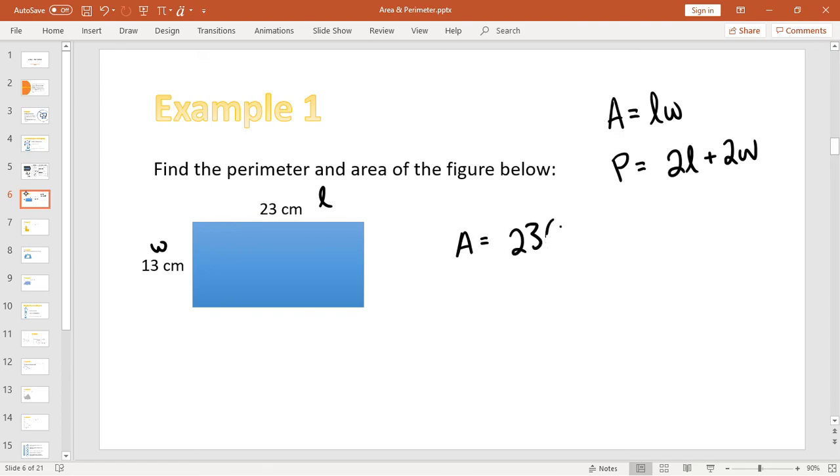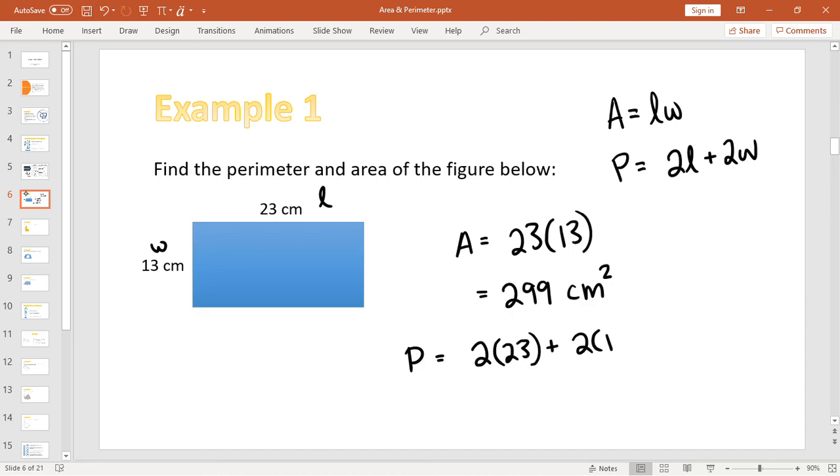23 times 13, and I'm dropping x as multiplication because it's now an algebra symbol. Once you do that math, you're going to get 299. Your unit, what went in? Centimeters, but now it's squared. Your perimeter, 2 times the length, which is 23, added to 2 times the width, which is 13. So respect your order of operations. Do the multiplication before you do the addition.